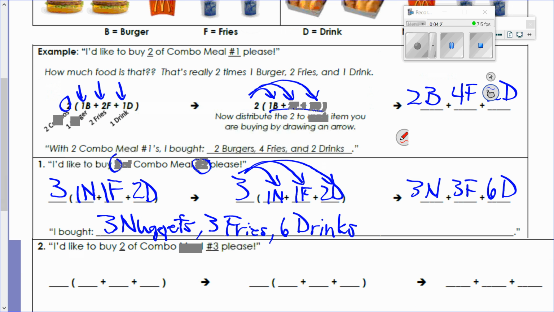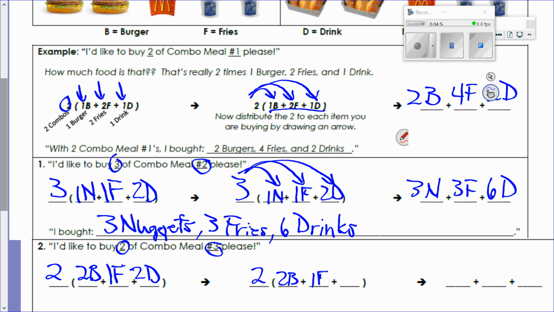Okay, our next one. Now we're going to get 2 of combo meal number 3. So now we're on our share meal. So I'm getting 2 combo meals. Each combo meal has 2 burgers, 1 fry, and 2 drinks. Everybody see that? So on this one, I've got 2 combo meals, 2 burgers, 1 fry, 2 drinks. So I need to distribute, using my arrow, to each of the individual items inside of the bag.